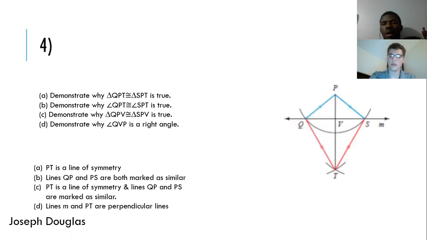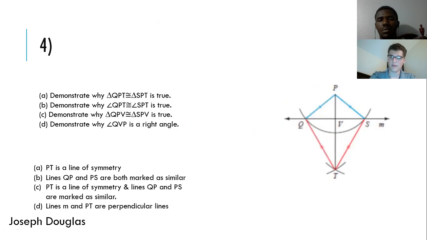Okay, so angle QVP has to be a right angle because lines PT and line M, if you can see that's what this is labeled, are perpendicular to one another. Even though it's not marked, the reason we know it's perpendicular is once again because of lines QP and SP. They're marked as the same and they start at the same point, they're the same length and sloping at the same rate. They'd have to touch the same but opposite points.